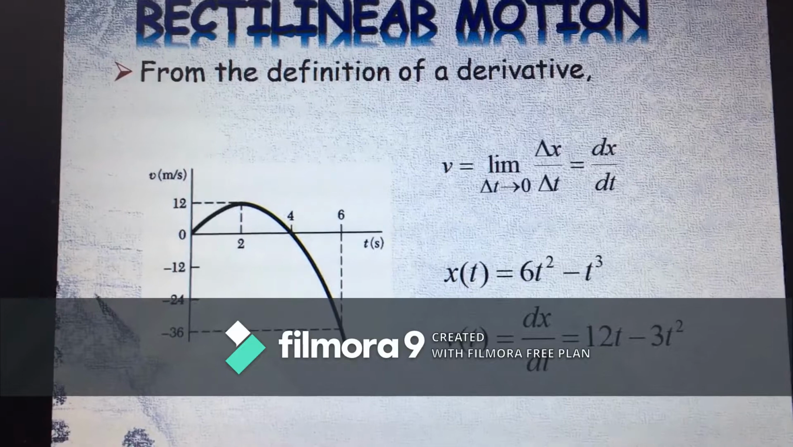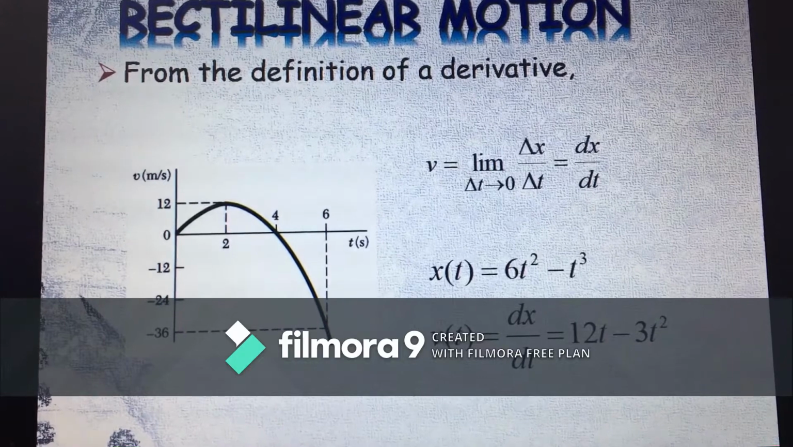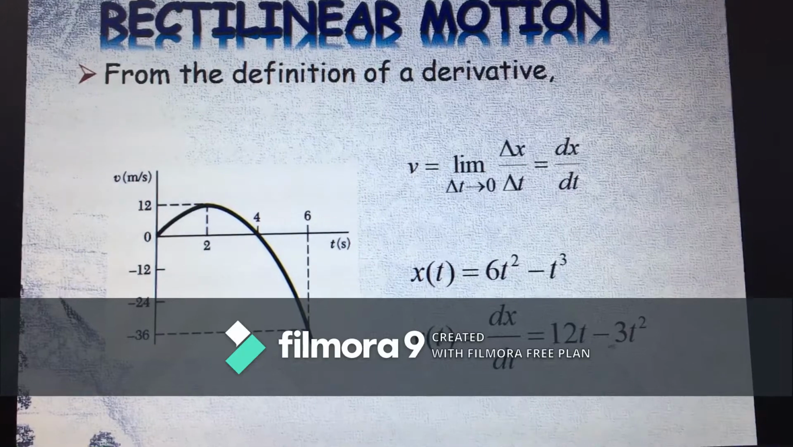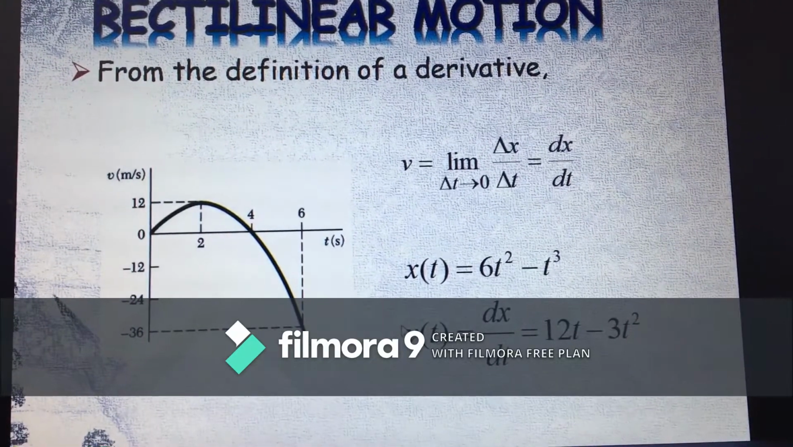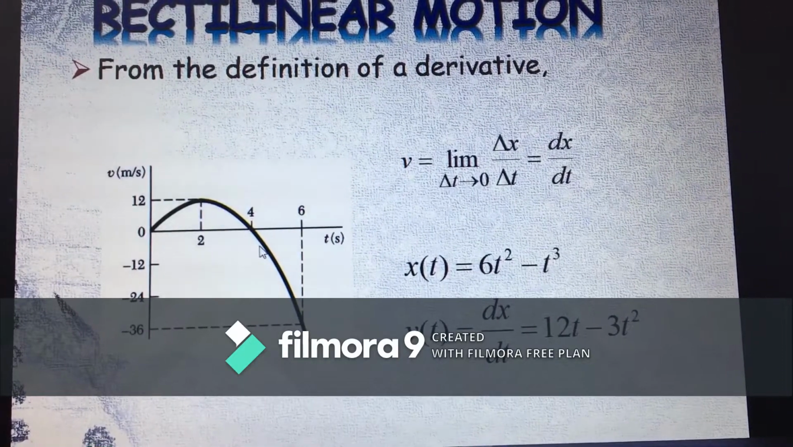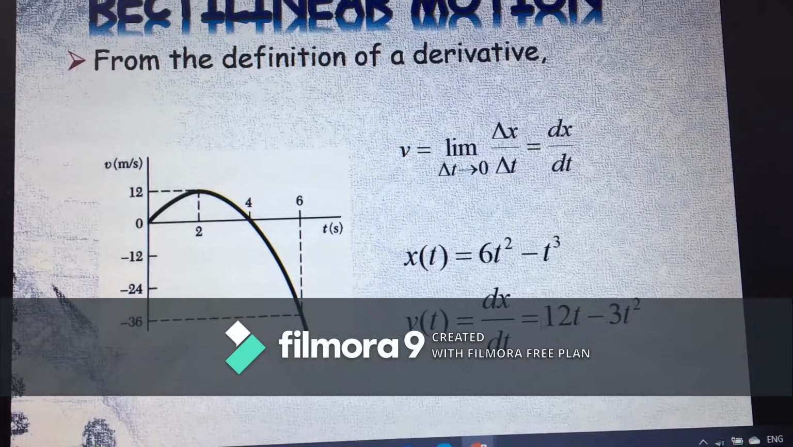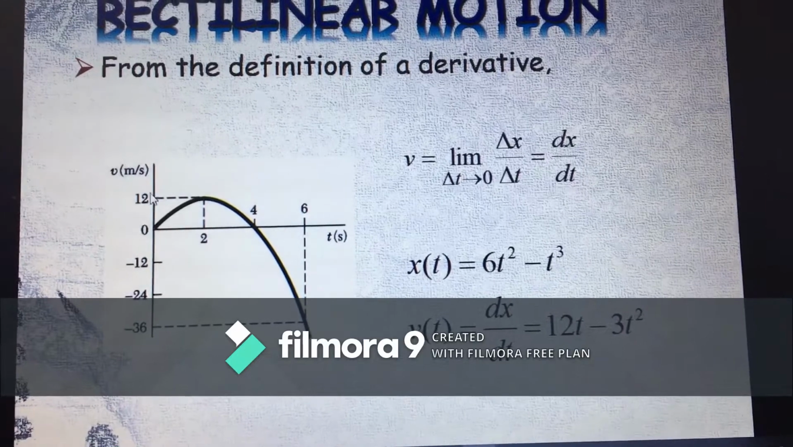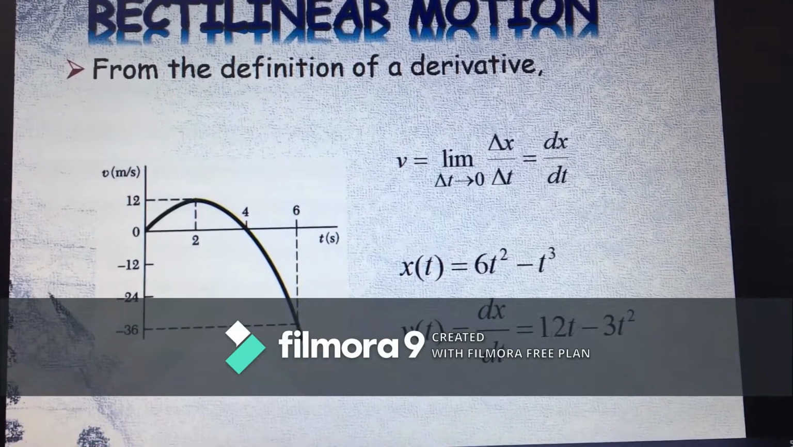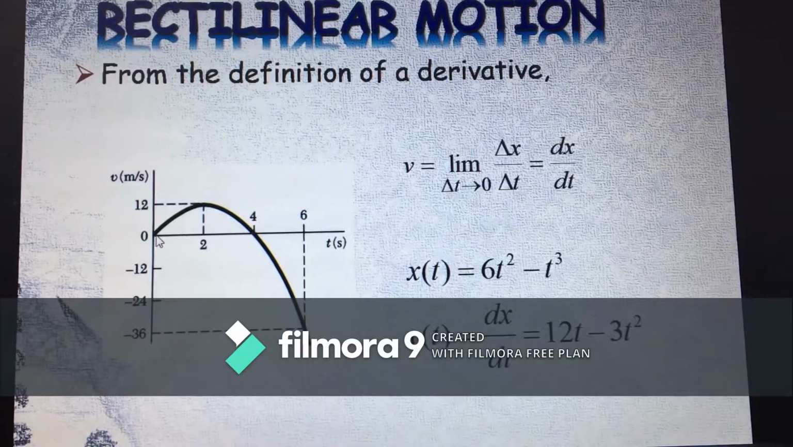Okay, so now if you graph this function, we have a new function, the velocity as a function of time, given as 12t minus 3t squared. If you graph the velocity function, this is what we will see, class. So at t equal to 0, we have here the velocity as a function of time. This is our time. At t equal to 0, the velocity is equal to 0.